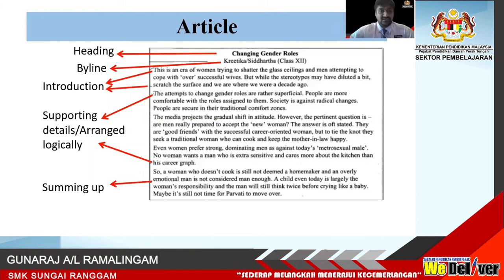One of the options will be an article. Here, I've provided you a sample of an article. If you can see, you need a heading or title followed by a byline. Byline is where we write your name as the author of the article. This is followed by an introduction paragraph and then a few other paragraphs which form the main points or main body.